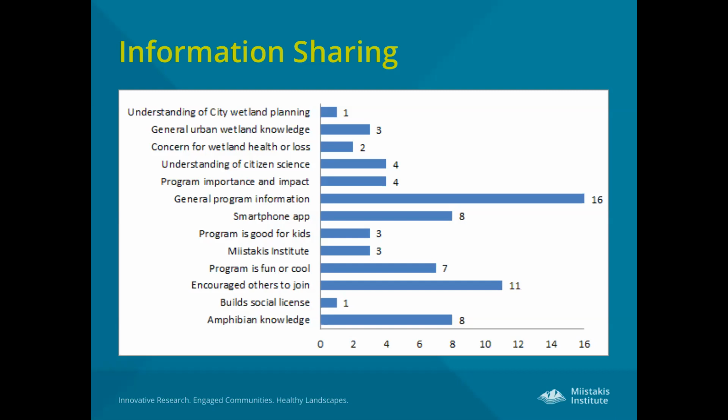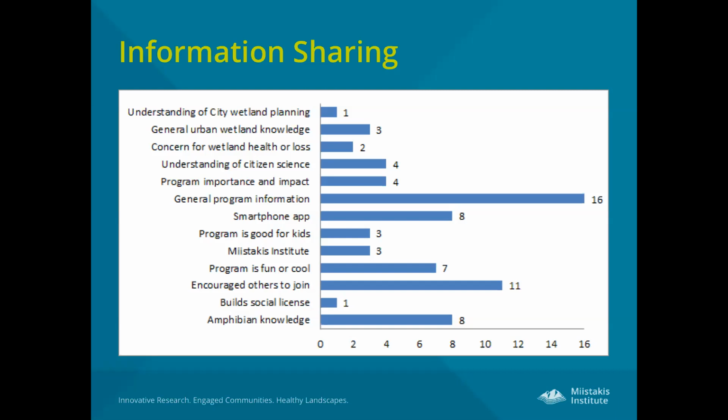that while there was information sharing going on, and what this graph shows is just the types of information and how many people were sharing those types of information. You know, the types of things they were sharing the most were things like general program information. They did encourage others to join. And they talked about the smartphone app itself.